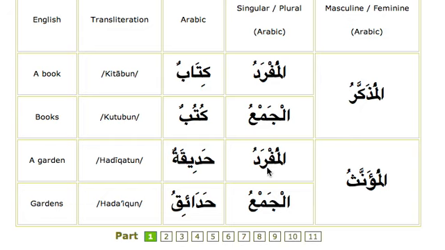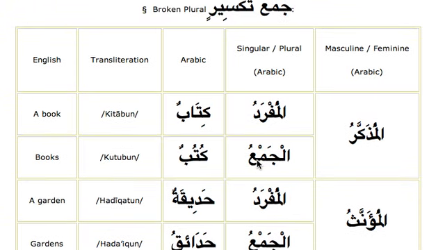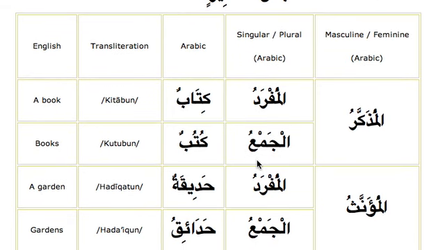Feminine singular: hadiqatun, a garden. Gardens: hada'iqu, you see? Where did the E sound come from right here? We can expect the A, but we can't expect the E right there. Hada'iqu. What happened to the two dammas here? That's the thing. It's going to be a little bit not so easy. It'll be difficult, but inshallah, interesting. Difficult things are interesting. That's what I like about this. I really don't like that it is difficult, but it's fun, mashallah. Hada'iqu.